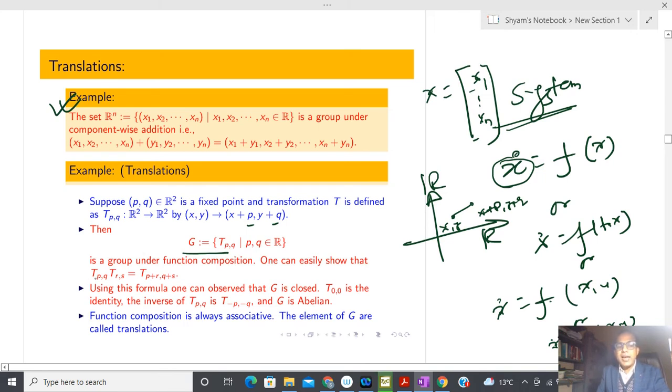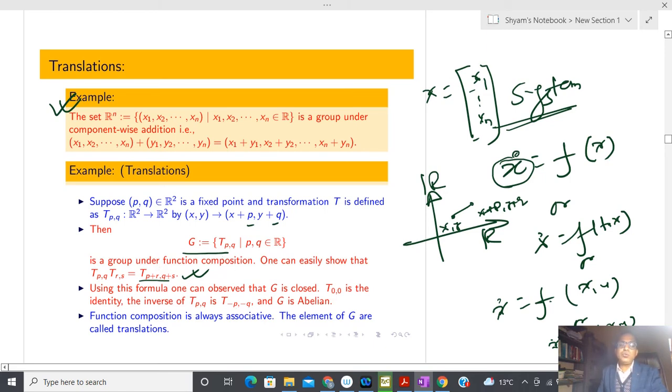Suppose x and y first move by p and q and then by r and s. It is possible to show that from one point, if you do a p plus r translation in the x direction and a q plus s translation in the y direction, then you are going to move to the same place. So with respect to composition, this forms a group.